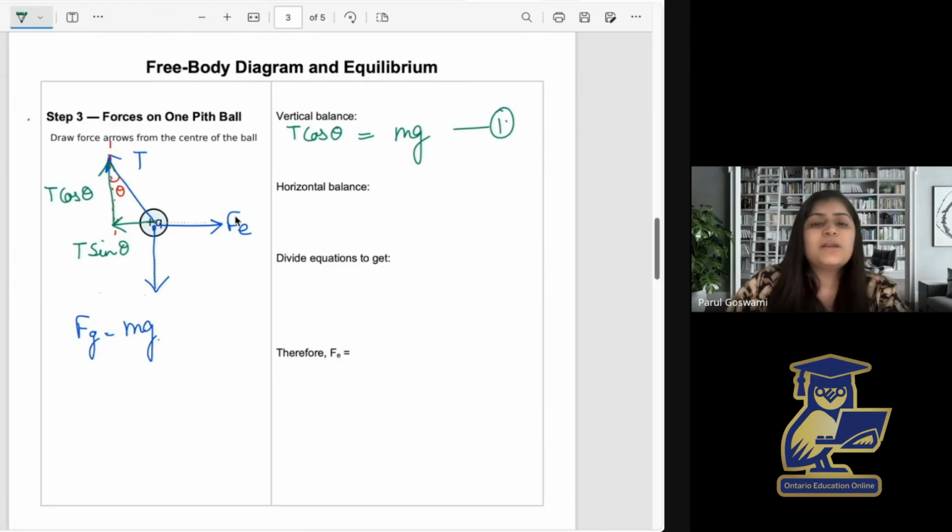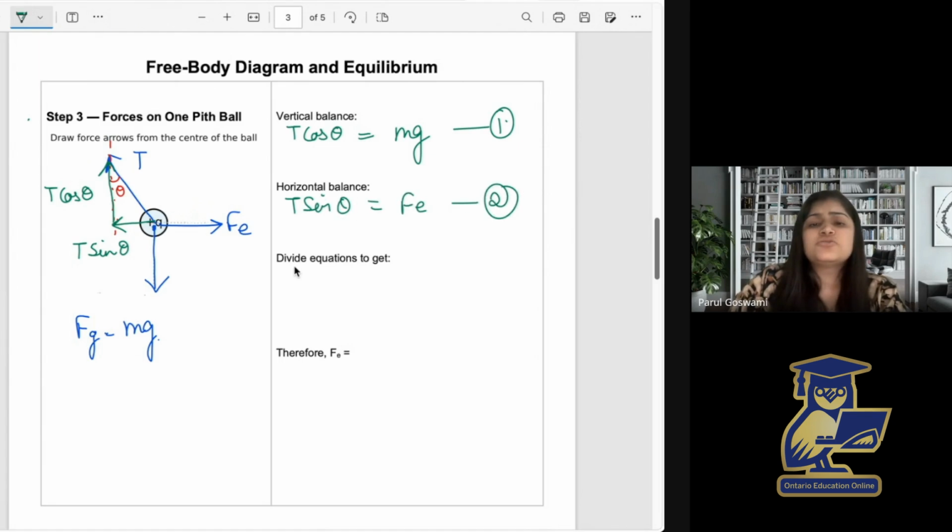Now, horizontal balance. We have two forces which are horizontally present, which is T sine theta towards west and Fe towards east. So they are also going to be balanced. So we will write T sine theta equals Fe. Let's call this equation 2.